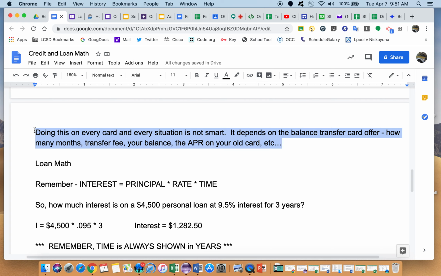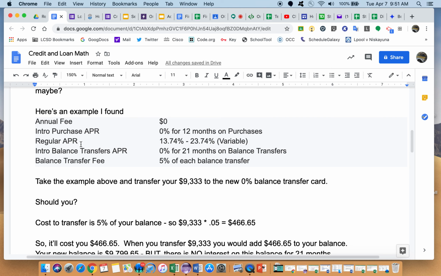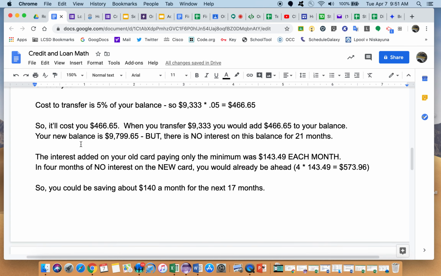All right? If you have a low balance, it doesn't make sense to transfer, because the fee is going to be more than the interest you would be saving. But if you have a high balance, it does make sense. And if you could find it for a long amount of time. So basically, there are balance transfer cards out there. If you have good credit and you can find one that is 0% for a good amount of months, in my case, 21, that's a ton of time. It could save you hundreds, if not thousands of dollars.